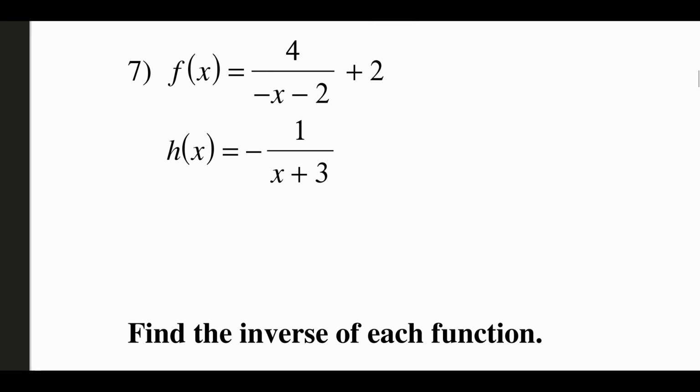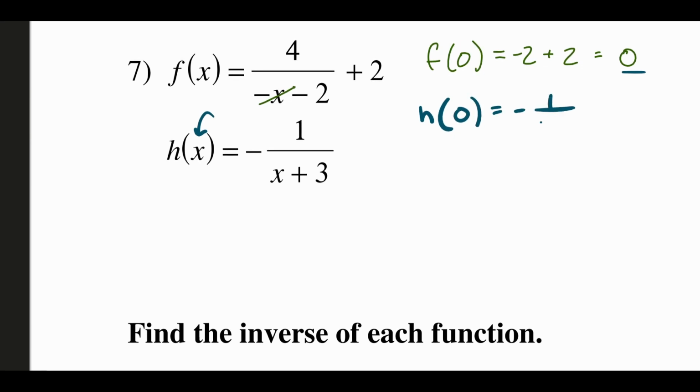We're not going to have 0 in the denominator. So f of 0 is going to be equal to 4 divided by negative 2 plus 2. Negative 2 plus 2 equals 0. So we just need to plug in 0 now for h of x and see if we still get out 0. So h of 0 equals negative 1 over 0 plus 3. That equals a negative 1/3, which does not equal 0. Therefore, no, these functions are not inverses of one another.